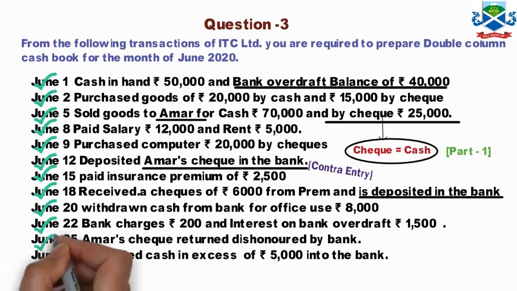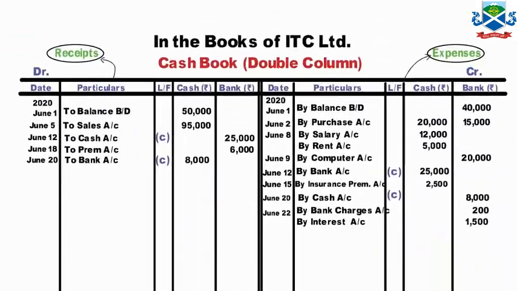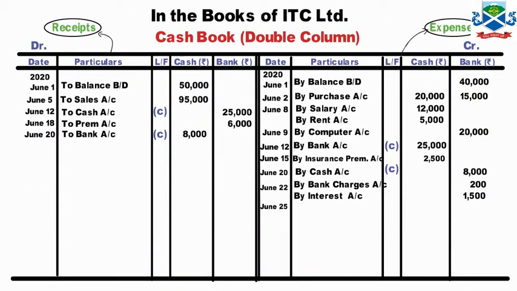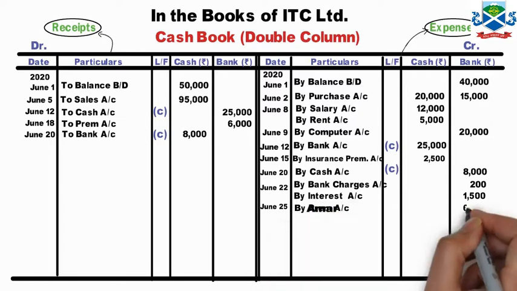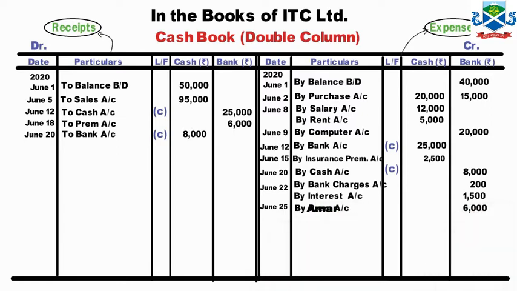Now Amor's check was returned dishonored by the bank, so we will send it back to Amor. So Amor's account is debited and the bank account is credited by Amor's account. So we'll write 6,000 in the bank column.